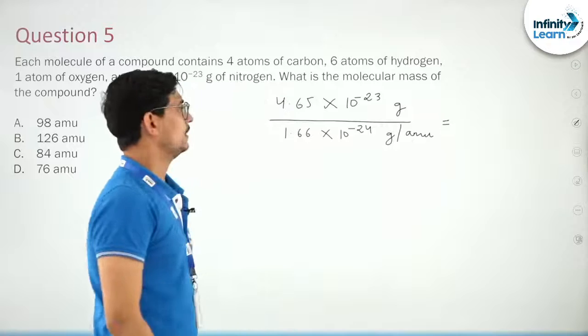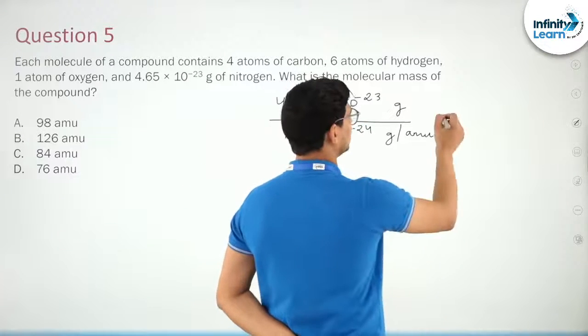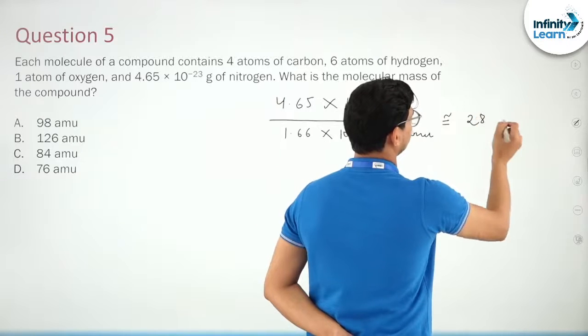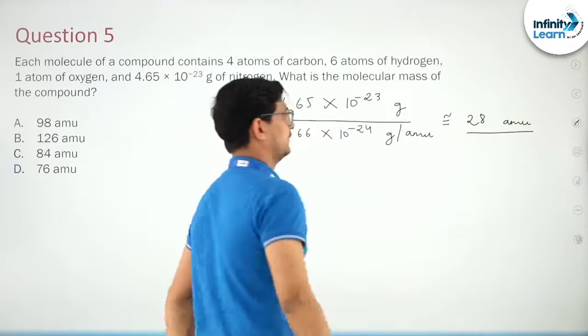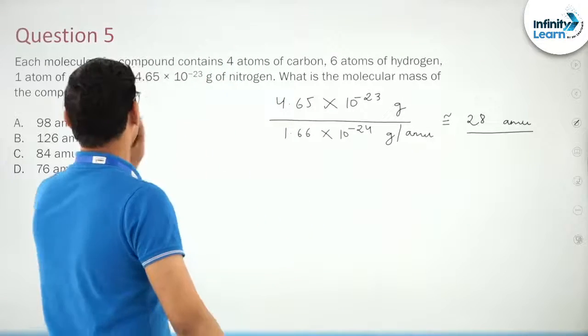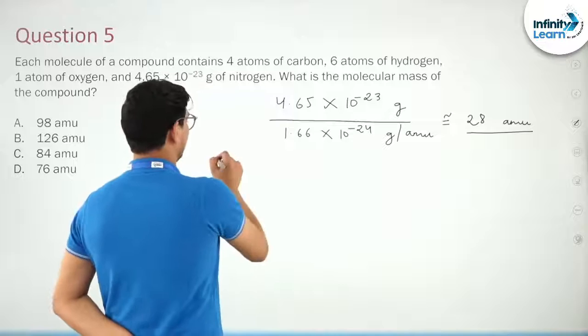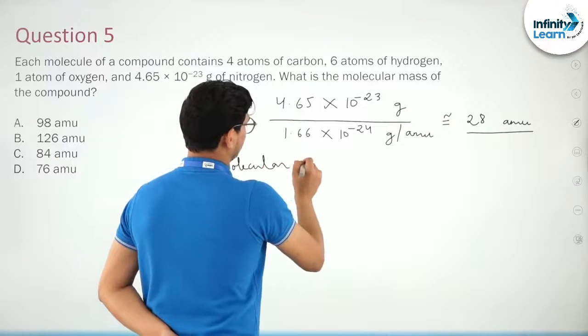Right? If you work this out, it will be approximately 28 AMU. You can verify this calculation. It is approximately 28 AMU. So now I can calculate the molecular mass of the substance.